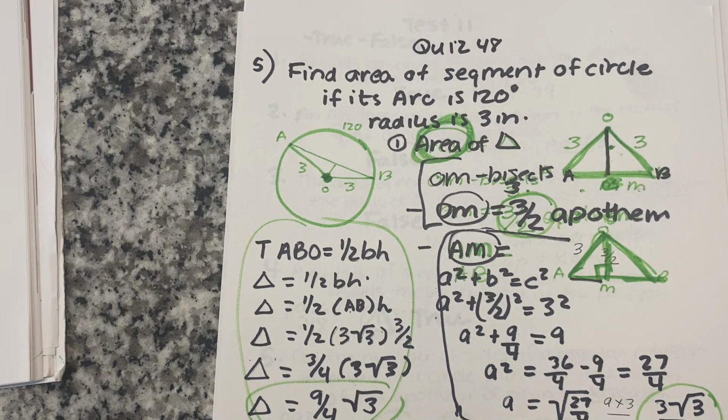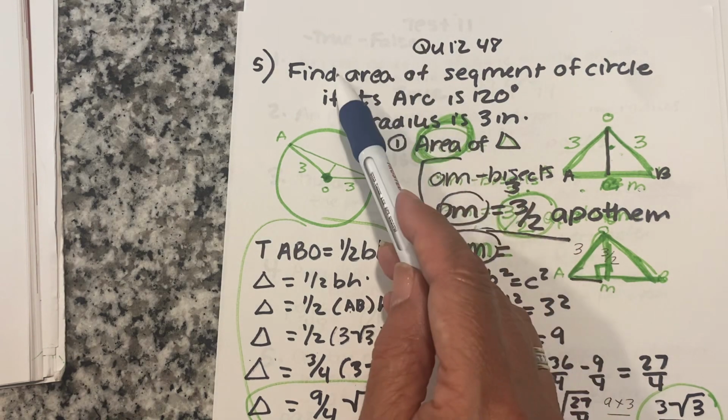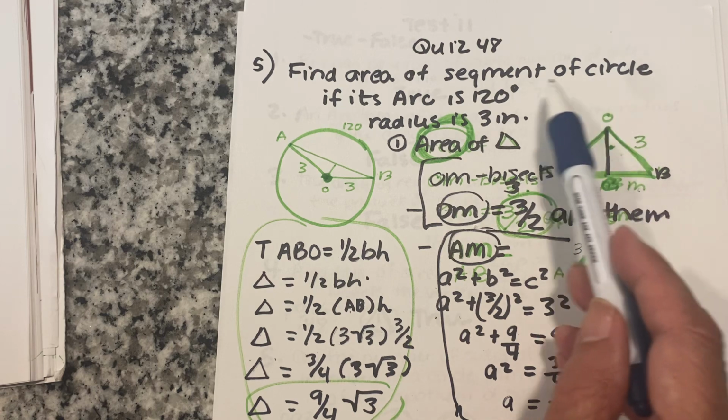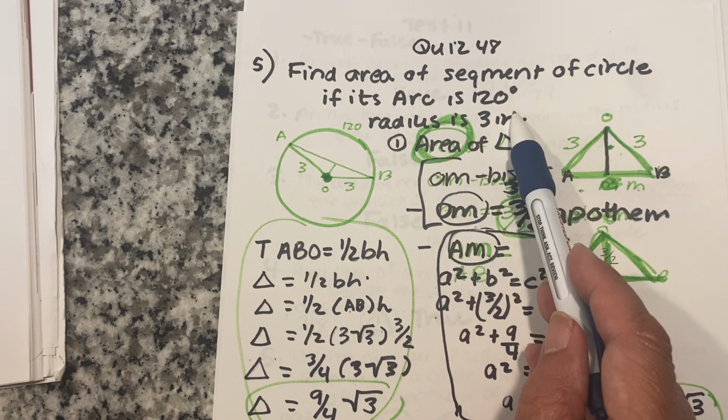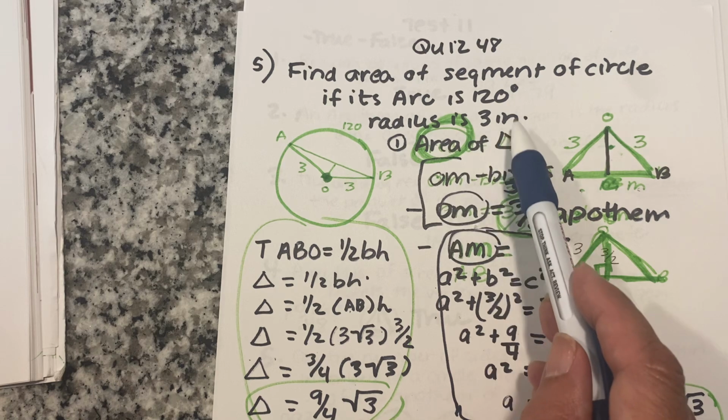And because we're doing each part, this has 4 different parts, 4 different things to find. We can put on our Einstein helmet or whatever, and going through this little part by little part, we can get through it. And if we get the first part right, then we probably could have the right answer. So anyway, quiz 48, number 5. All it says is find the area of a segment of the circle if its arc is 120 degrees and its radius is 3 inches.